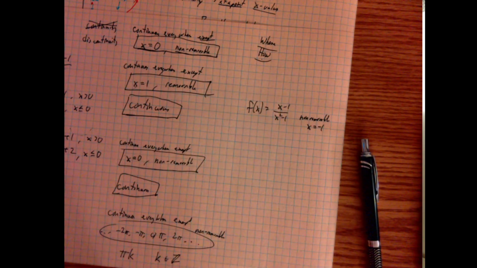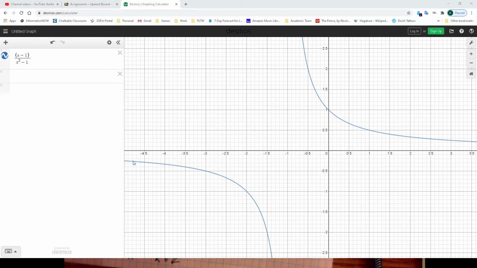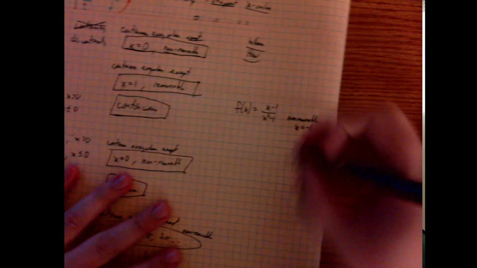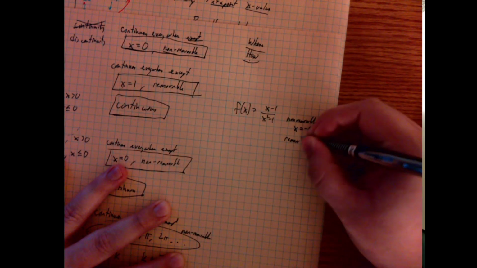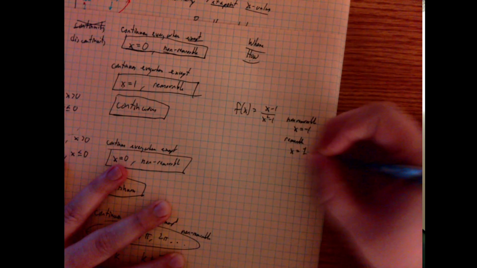There's actually one more place. Go back to that function. If I come over here, every function has a value. So it has value everywhere, and there's no jumps or holes or anything. Good. I go over here. Every value. Whoa, wait a minute. Over here, there's another place where this function breaks down. But it's different in this case. So we have non-removable at x equals -1. We have removable at x equals +1.